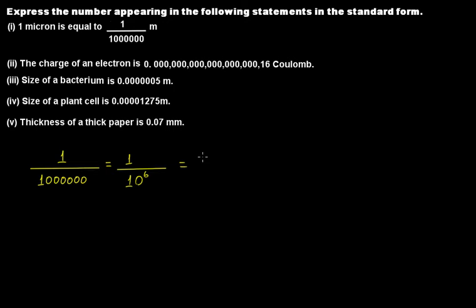Then this number can be written as 1 multiplied by 10 raised to the power of minus 6. Is there any problem? Because this is actually what? This is 1 multiplied by 1 divided by 10 raised to the power of 6, and this is actually nothing else but 1 multiplied by 10 raised to the power of minus 6. So this 1 is actually 1.0, right? We can write it like this. And then this is 10 raised to the power of minus 6.